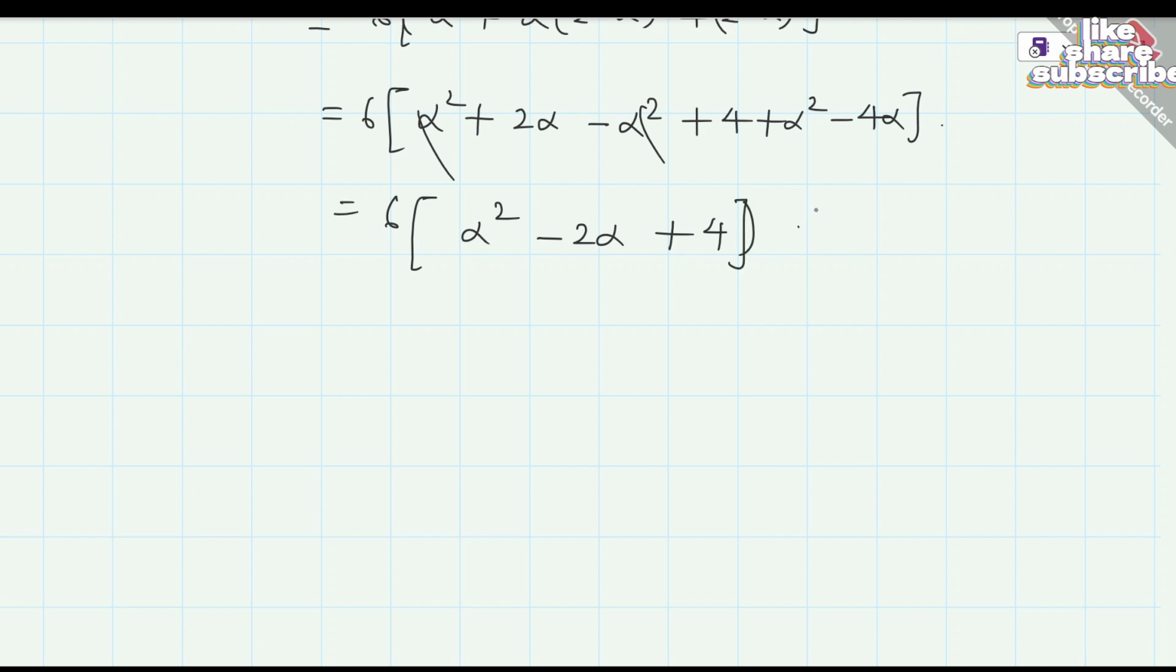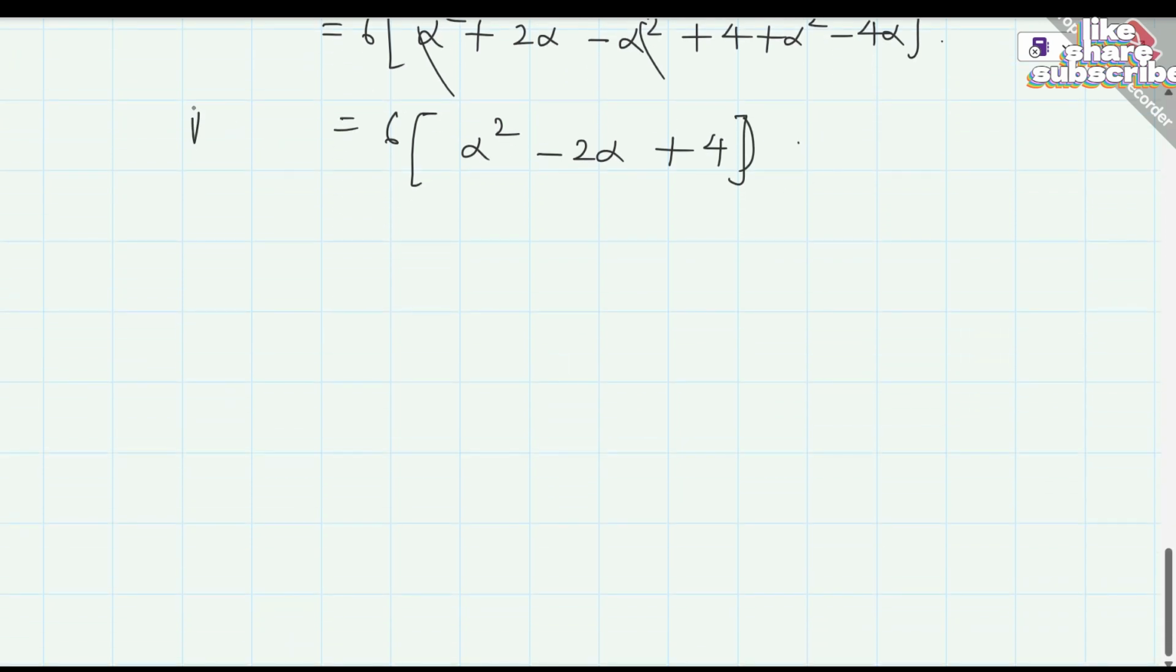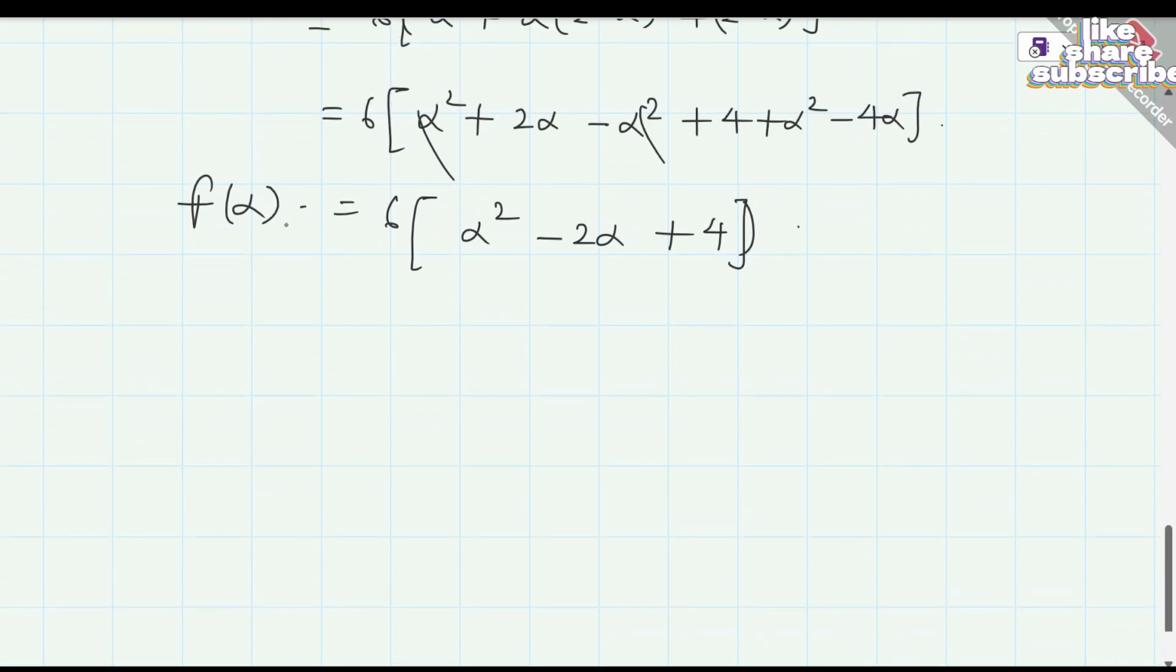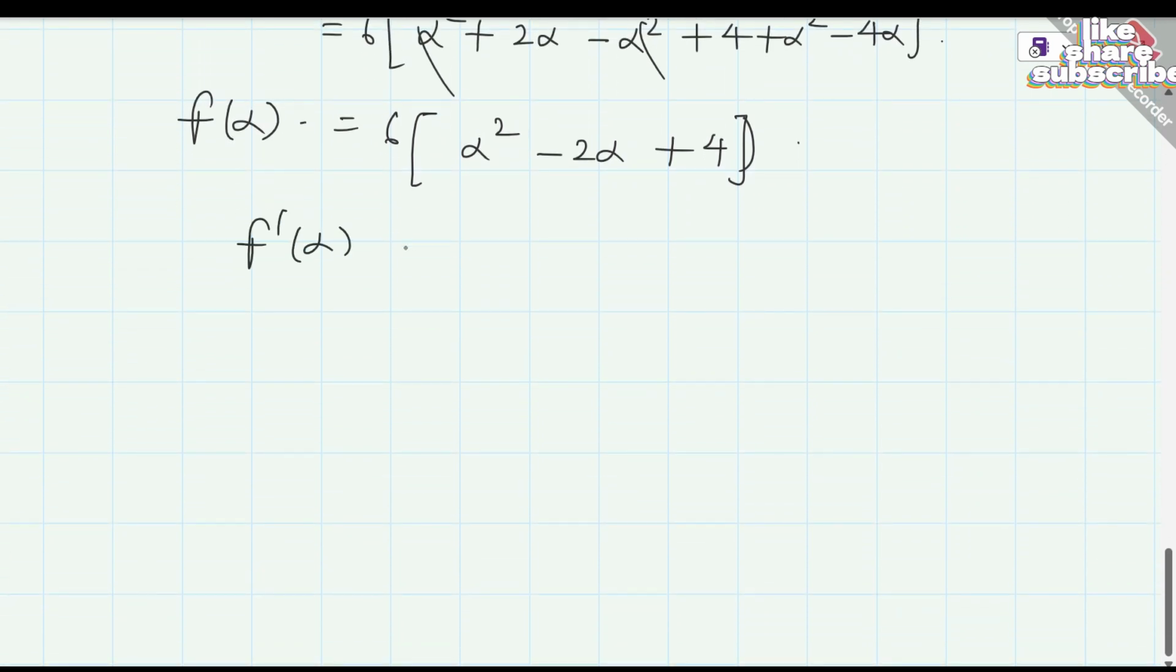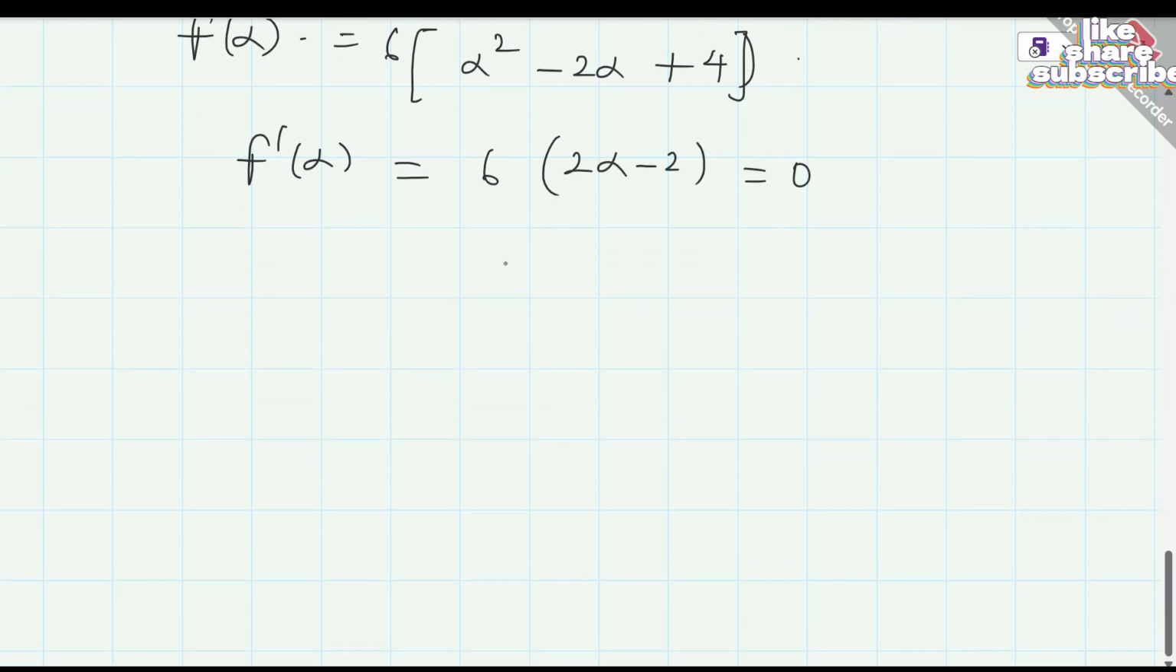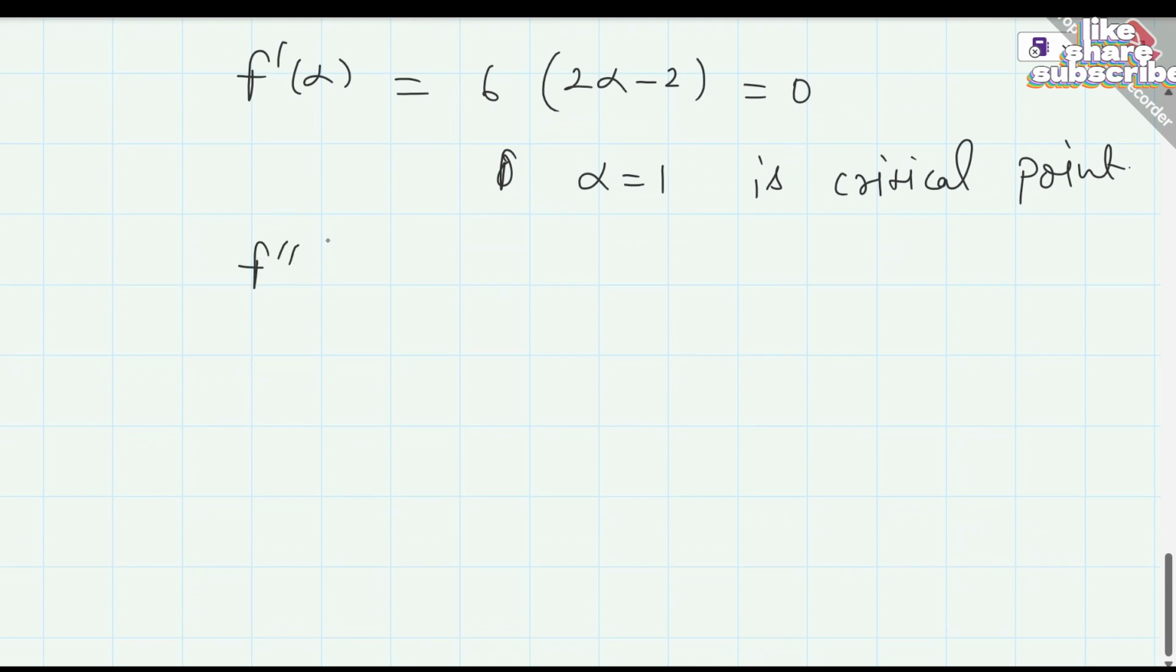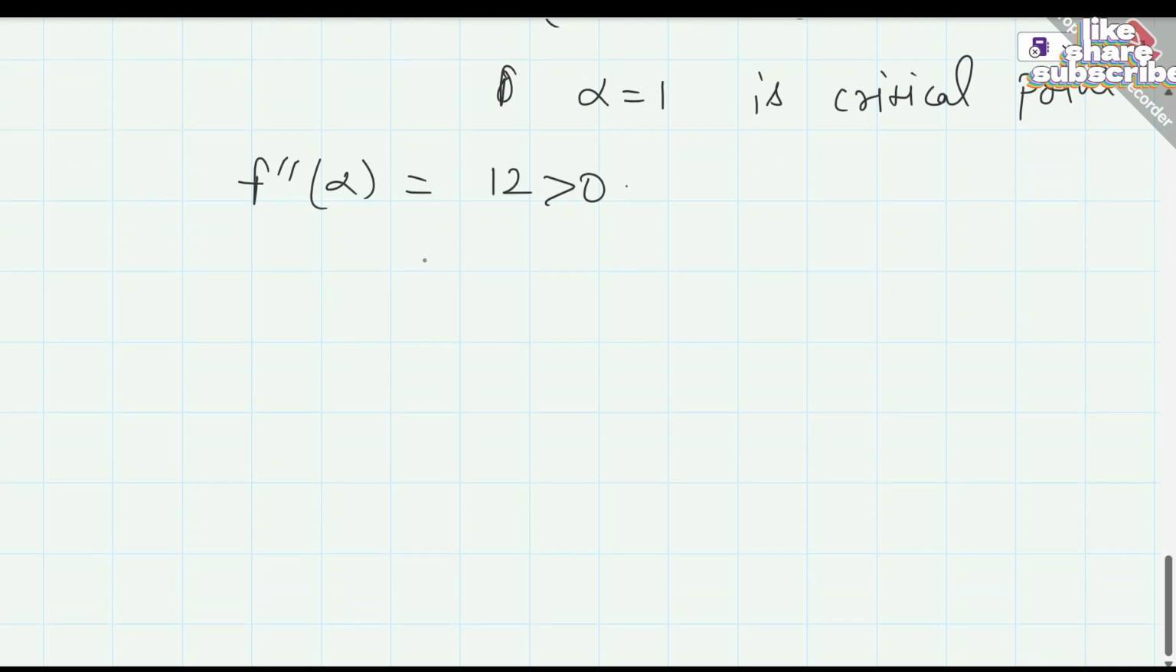Taking this as f of alpha, we have to minimize this function. So first of all, differentiate this. So f dash alpha is equal to 2 alpha minus 2, and this is equal to 0. So alpha is equal to 1 is the critical point. Now if we differentiate f dash alpha, f double dash alpha is equal to 12, and this is greater than 0. So at alpha is equal to 1, f alpha attains a minimum.